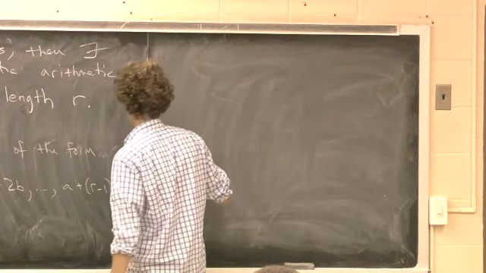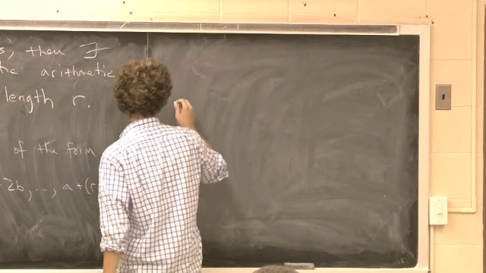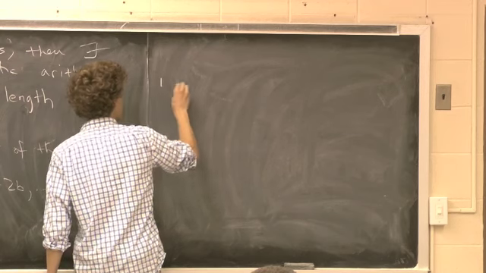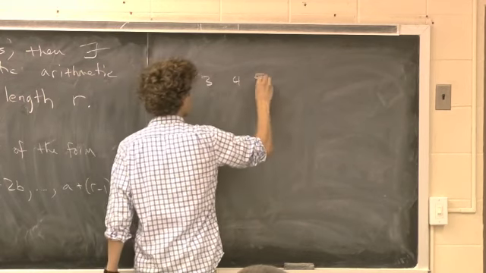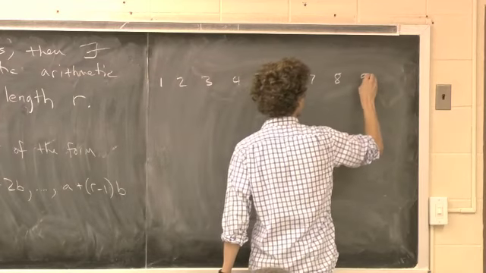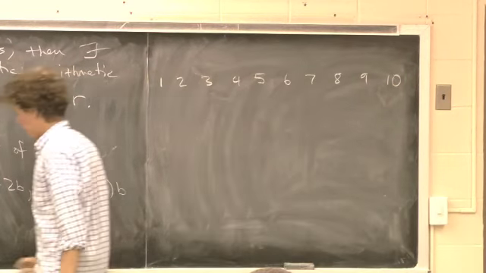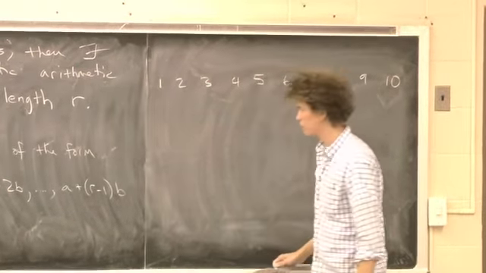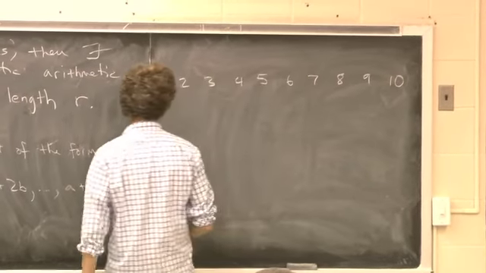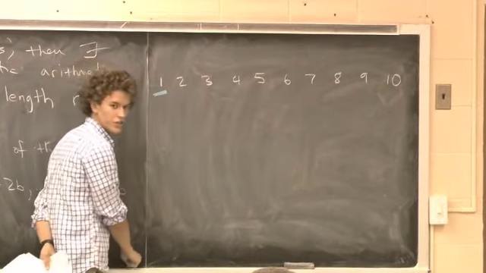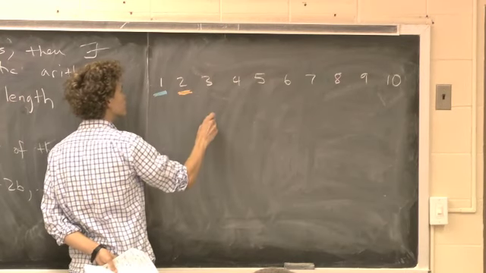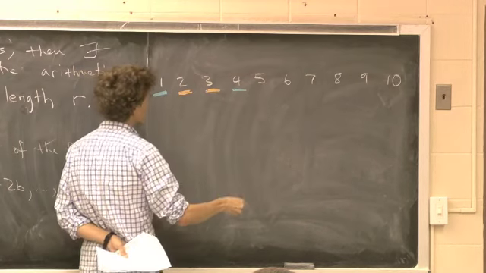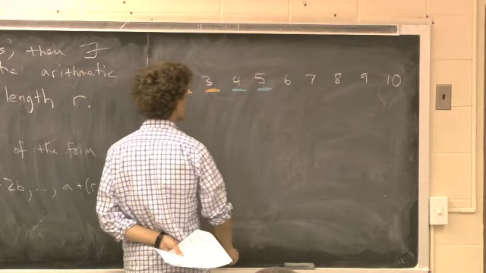So let's do a little again. Let's say we take the numbers 1, 2, 3, 4, 5, 6, 7, 8, 9, 10. And let's color with 2 colors and see if we find an arithmetic progression. So what do you think? I'll color the first one. What do you think? 2. Maybe switch it up to orange. Maybe keep it orange. Maybe go back to blue. Keep it blue. Who knows?